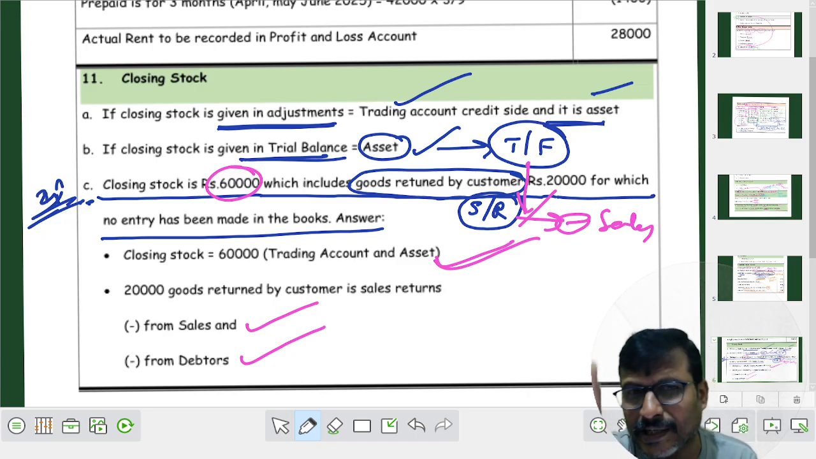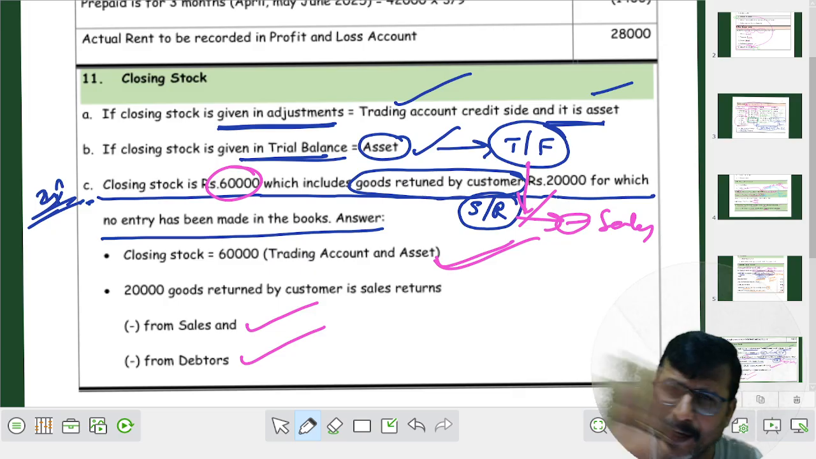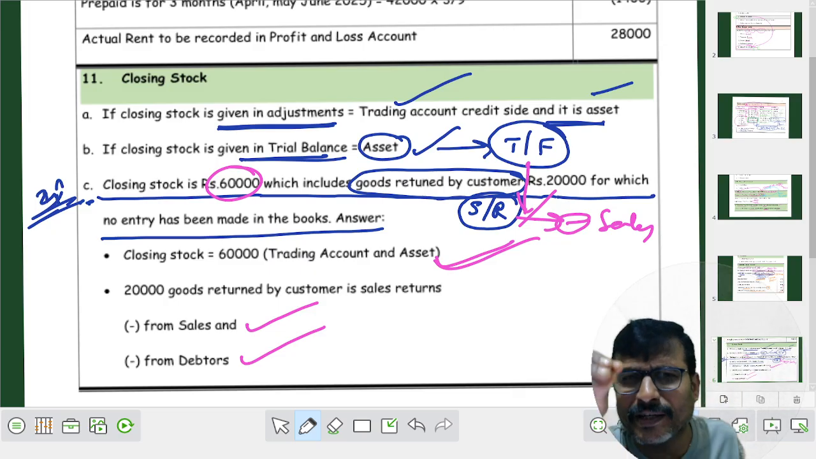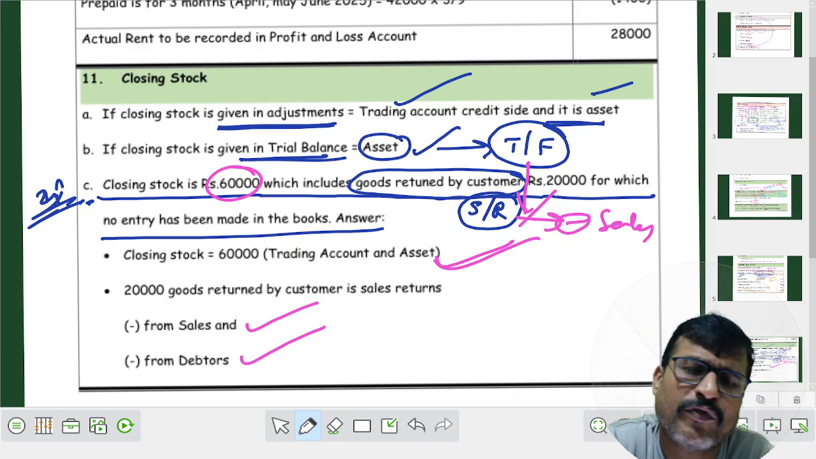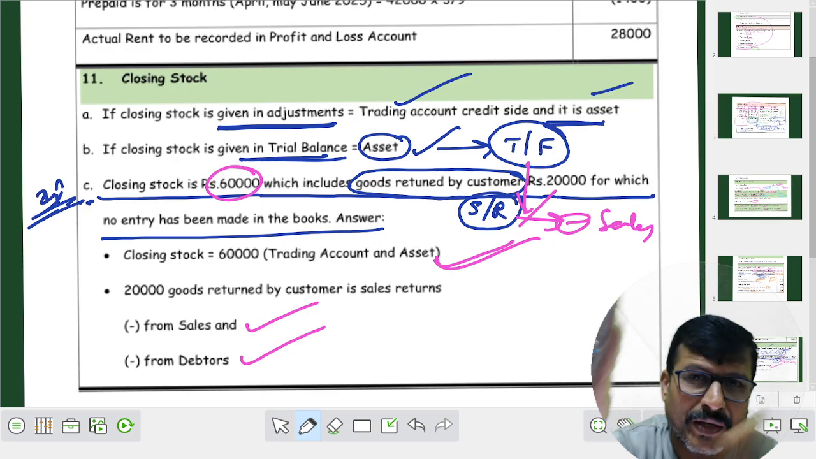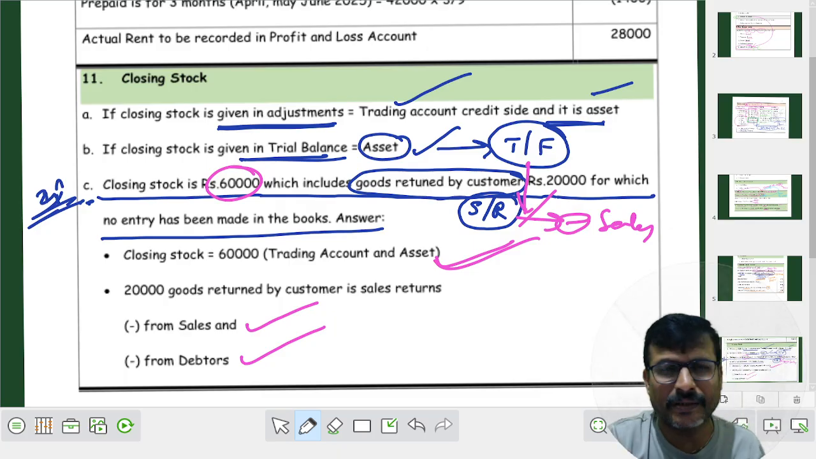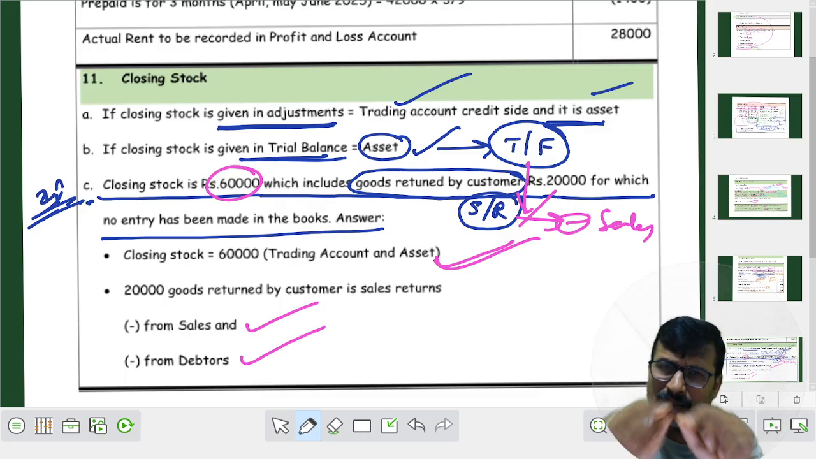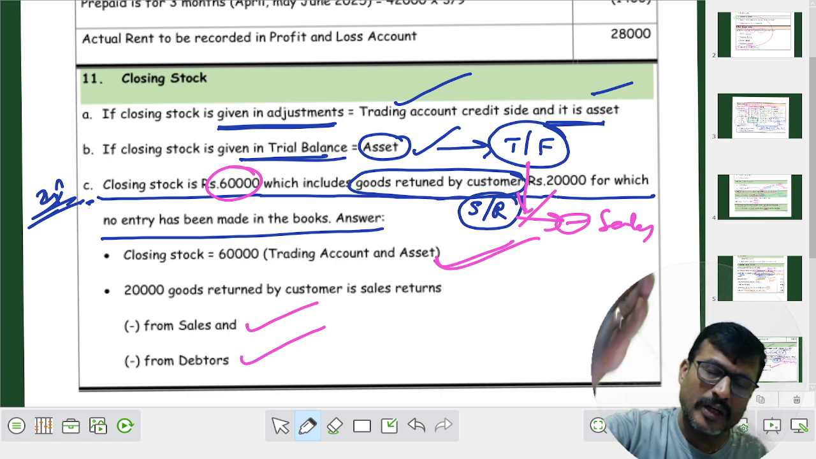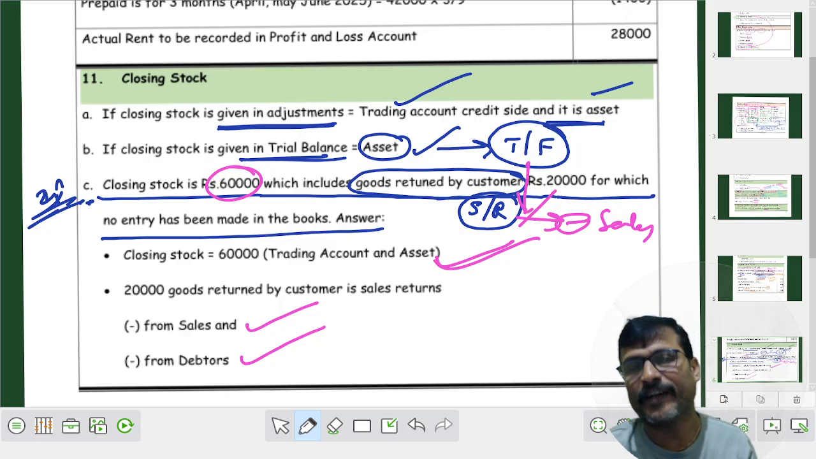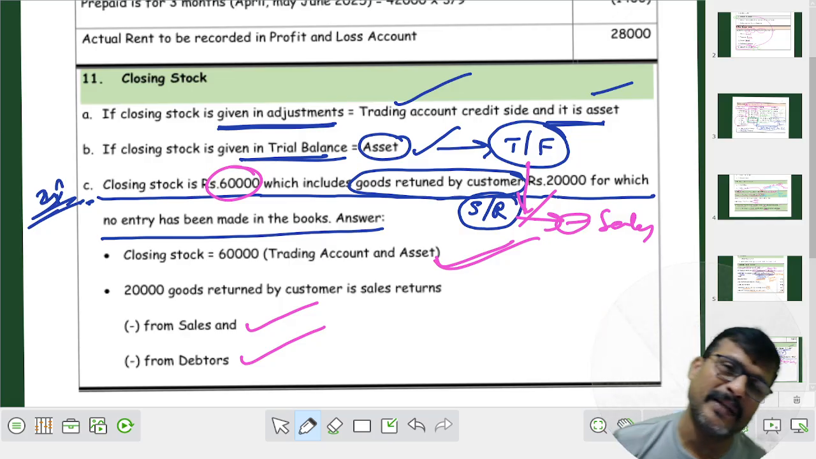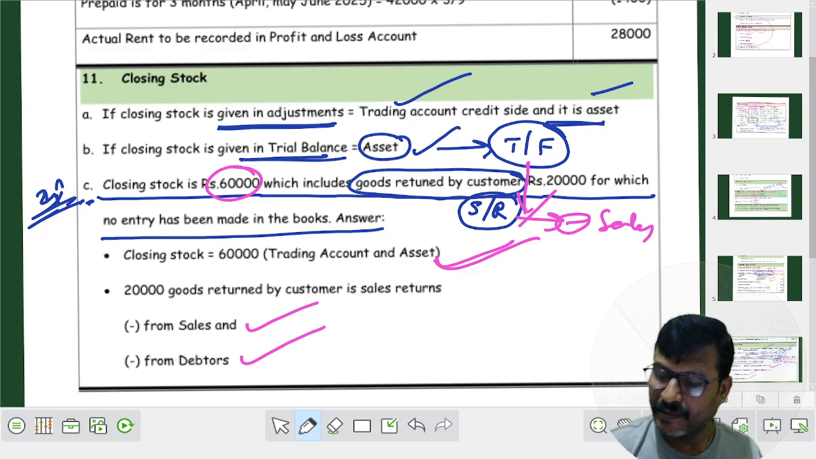Goods returned by a customer for which no entry is made. Again, it is a point from rectification of errors. When goods are returned from a customer, your sales decreases, it is to be subtracted from sales. Simultaneously, your debtor also decreases, subtract from debtor or customer or trade receivables. Okay, the next concept.